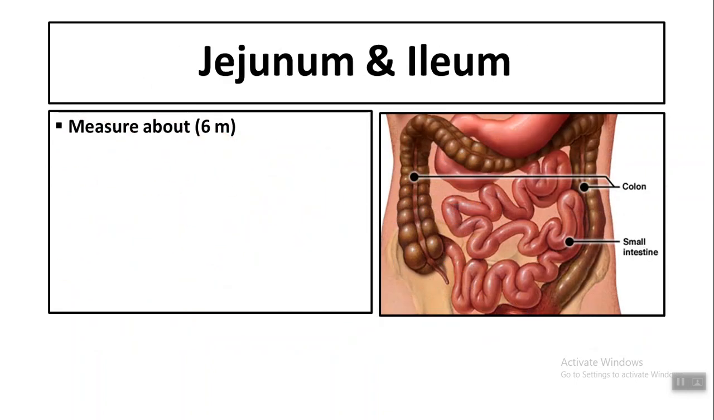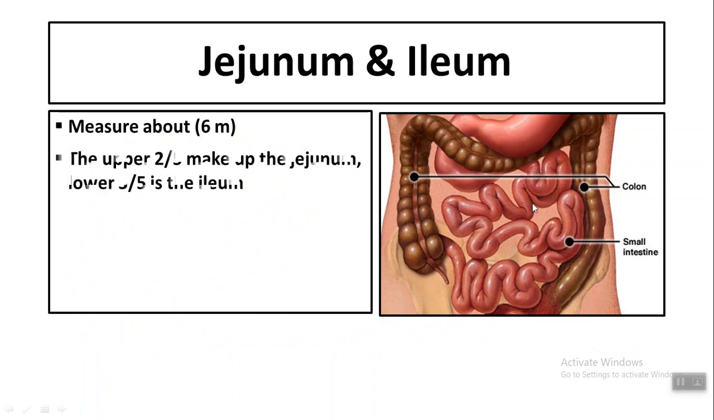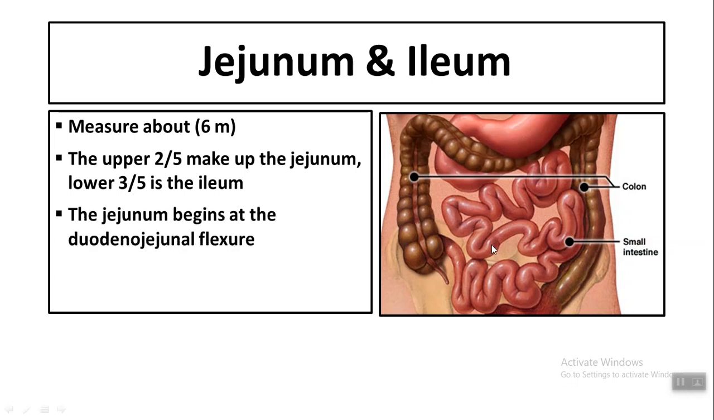Jejunum and ileum. It measures about 6 meters. The upper 2/5 make up the jejunum, while the lower 3/5 is the ileum. The jejunum begins at the duodenojejunal flexure, as we said before, and the ileum ends at the ileocecal junction.